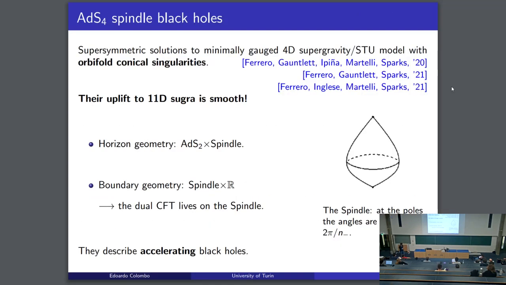So, plenty of people have talked about these black holes already, but let me be brief. The horizon geometry is AdS2 times the spindle. I think people are already aware of what the spindle is at this point. A key fact is that there's a spindle also at the horizon times the time direction, which means that the dual CFT lives on the spindle. Again, all these conical singularities disappear when one takes the uplift to 11-dimensional supergravity. And as already mentioned in talks on Tuesday, this describes accelerating black holes.